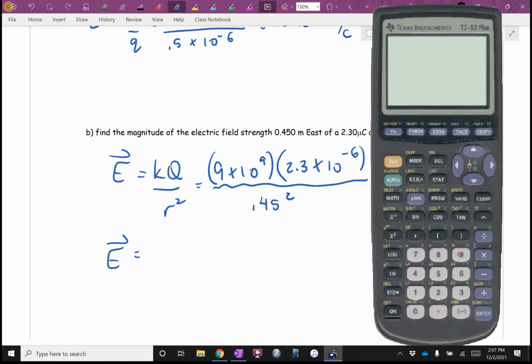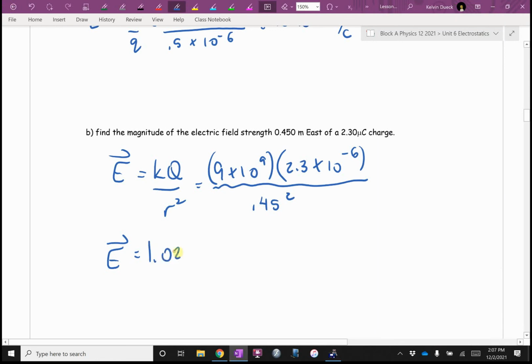I might be wrong. 9 times 10 to the 9th times 2.3 times 10 to the negative 6 divided by 0.45. Don't forget the squared. Yeah, you get 102,000? I'll go 1.02 times 10 to the 5th newtons per coulomb.